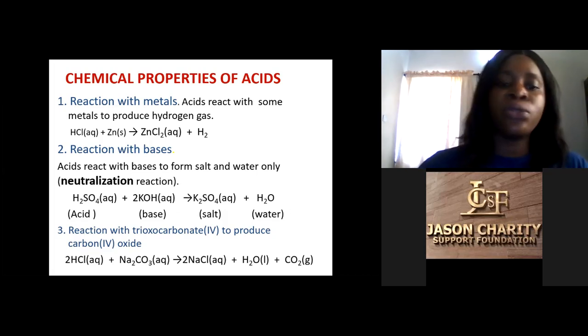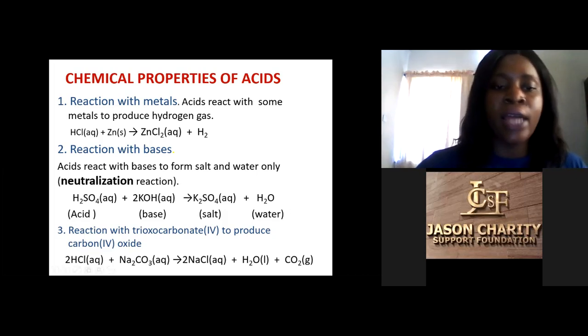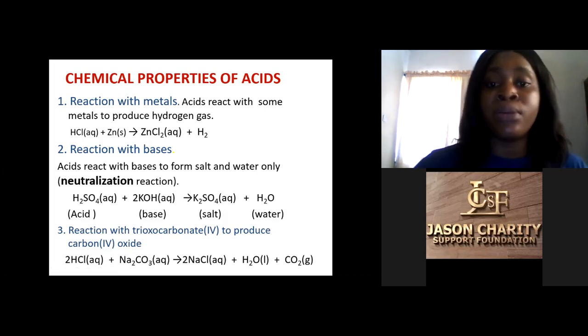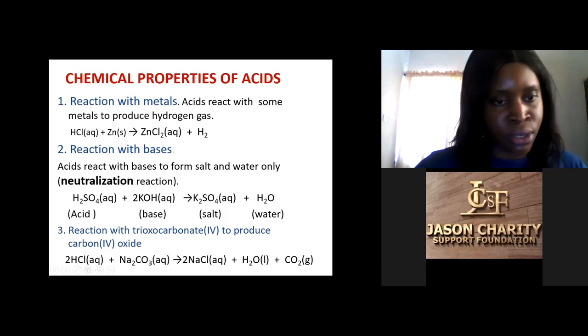So a reaction between tetrahydrosulfate 6 and potassium hydroxide will result in the formation of potassium sulfate, or potassium tetrahydrosulfate 6, and then water is also produced in the process.